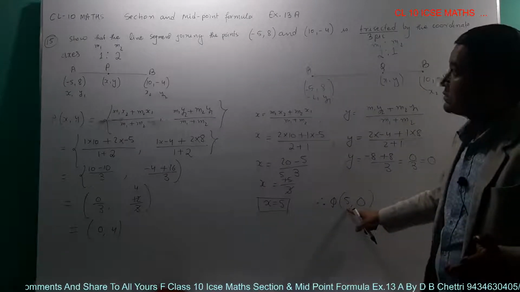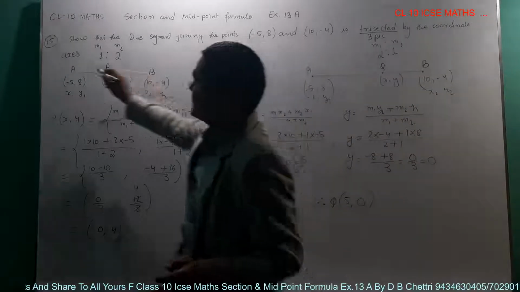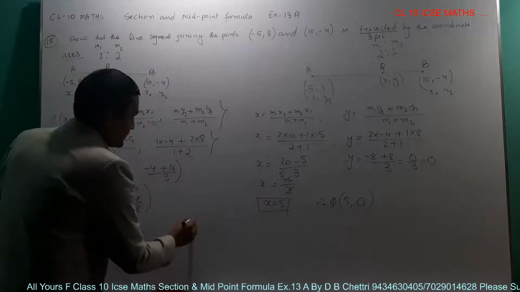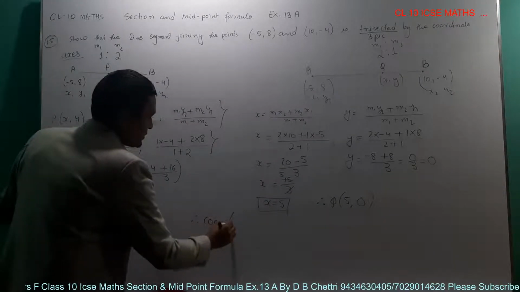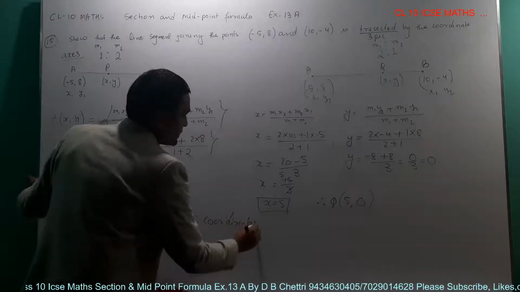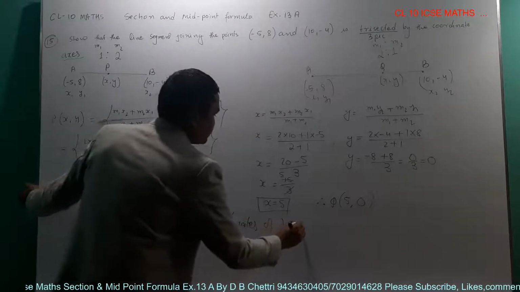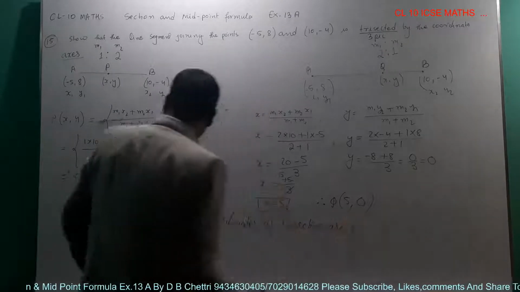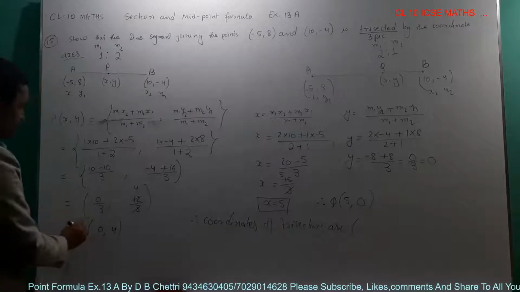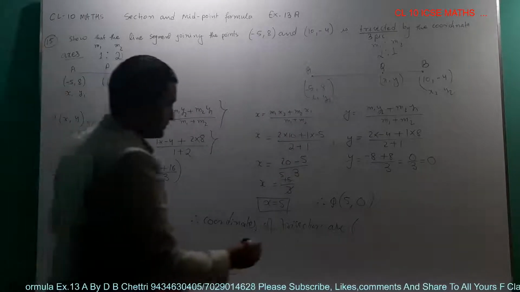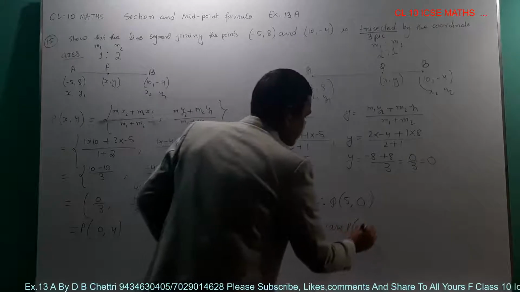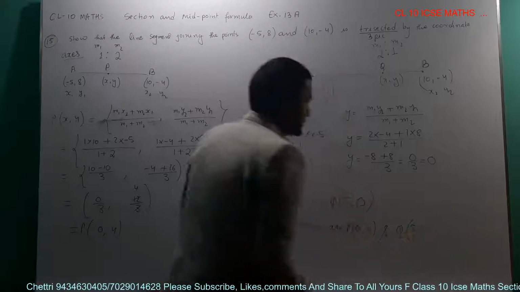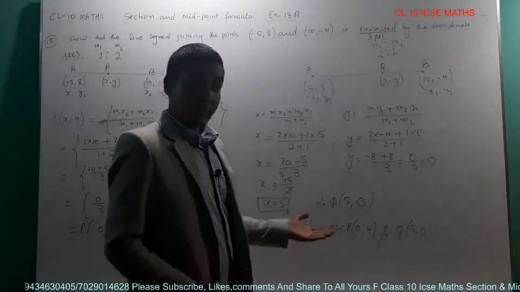Then the question asks us to prove whether these lie on the axis or not. Yes, they lie on the axis. Therefore the coordinates of trisection are P, which is 0 comma 4, and Q, which is 5 comma 0, and they lie on the axis. Proved.